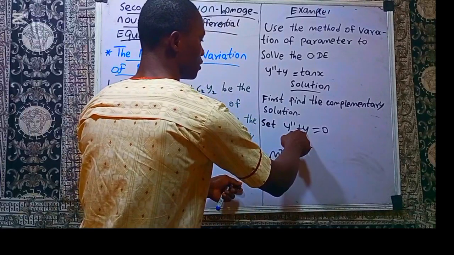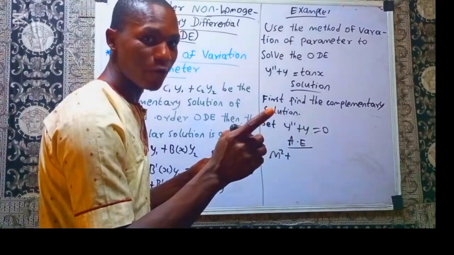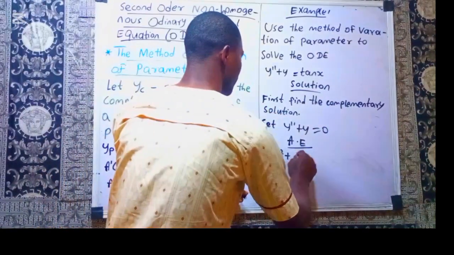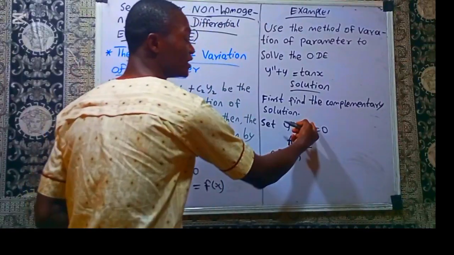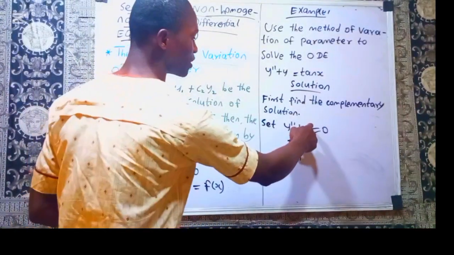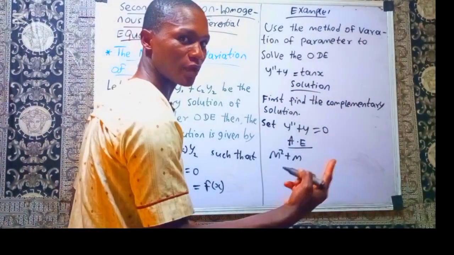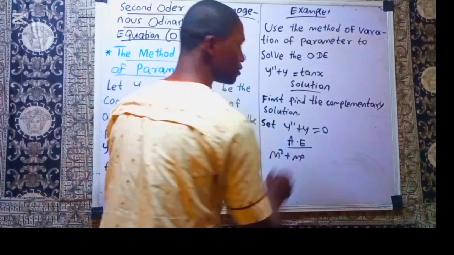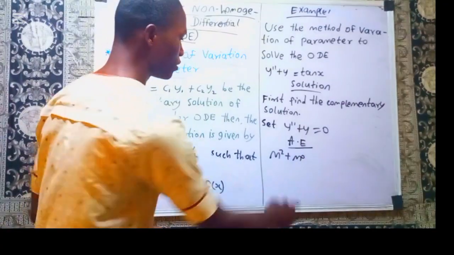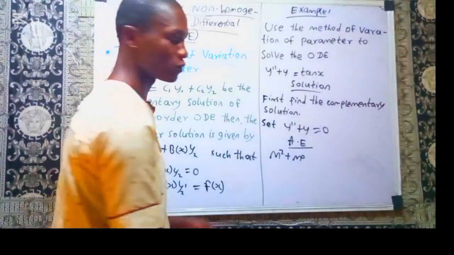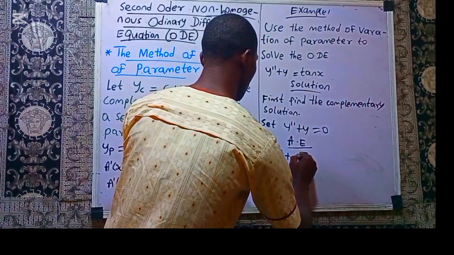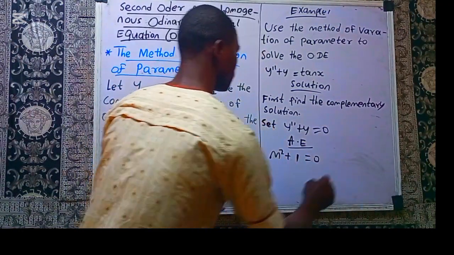Plus, I'm replacing my y, right? I'll replace it with m. Do you have any derivative on y in this one? No derivative, right? No prime. So I'll put what? 0. So m raised to power 0 will give you what? 1. This will be 1 equal to 0.